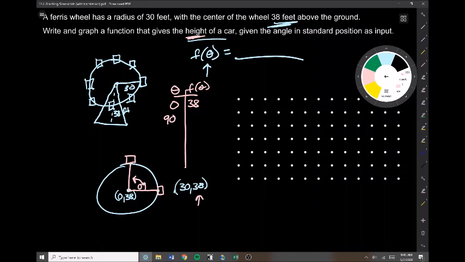Well, if the radius is 30, and it started at 38, it's now at 68. If it goes another 90 degrees, if it's gone 180 degrees, we're back at 38. And then yet another 90 degrees, putting us at 270 total. It's down to just 8, because this cart right here is 8 feet off the ground. Finally, finish up a 360. We're back at 38.